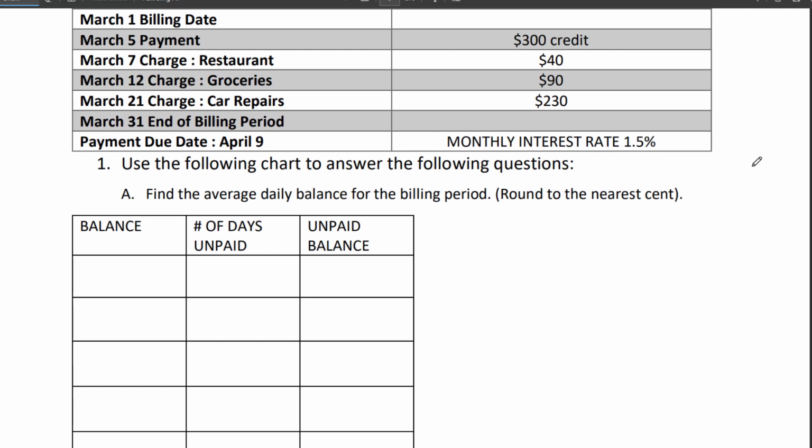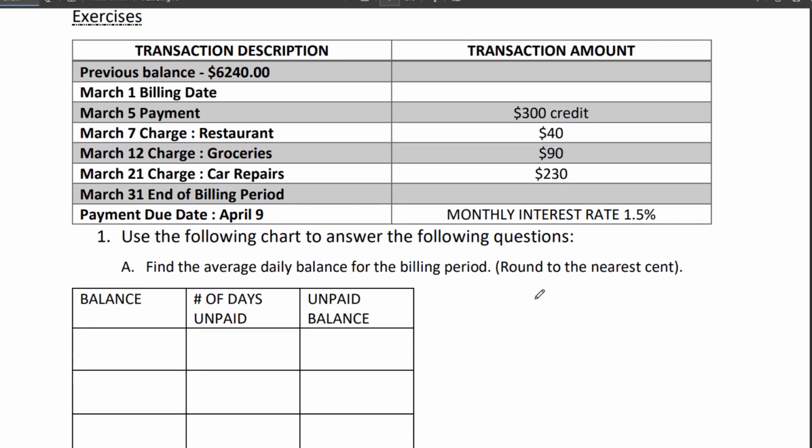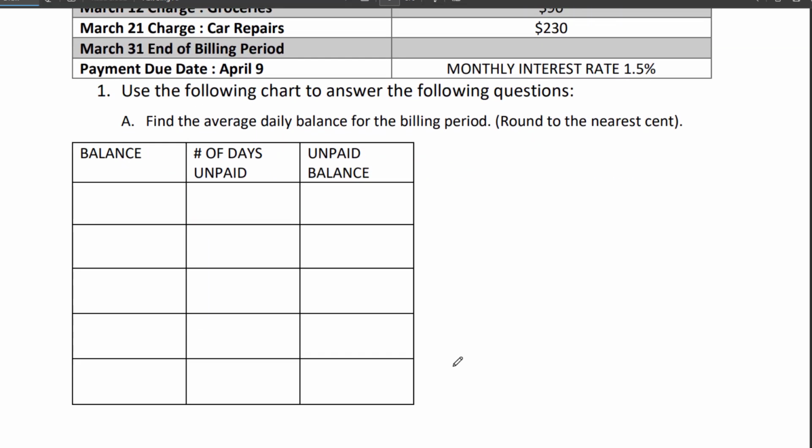And to do that, we have to have a table. So this problem is kind of long, so just try to work these problems how I work them in the videos. So you will need this table. This table, we have our balance, we have the number of days unpaid, and then we have our unpaid balance. So let me show you how this works.